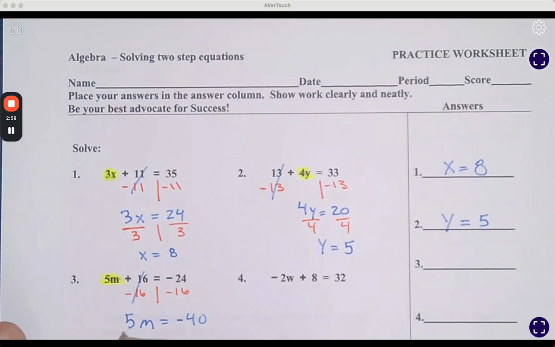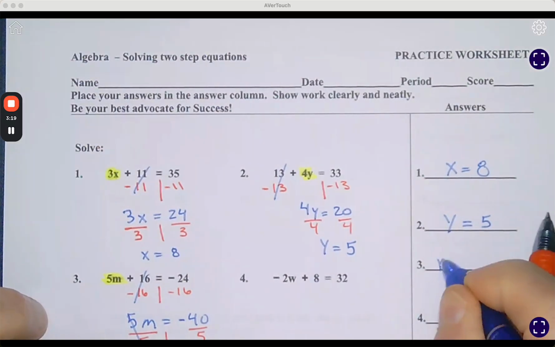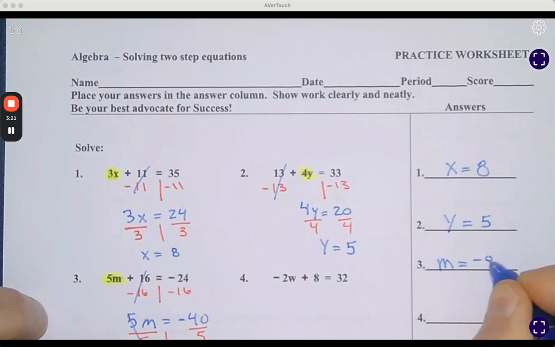Now I have 5 times m. The inverse operation for multiplication is division. These cancel out just like I wanted. 5 divided by 5 is 1. So I have 1m equals negative divided by a positive is negative. And 40 divided by 5 is 8. So m equals negative 8.